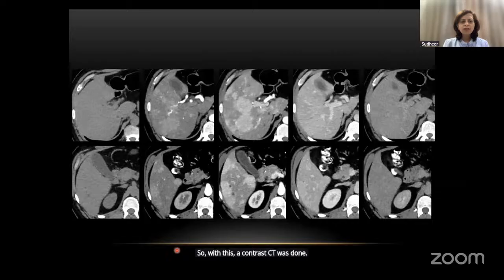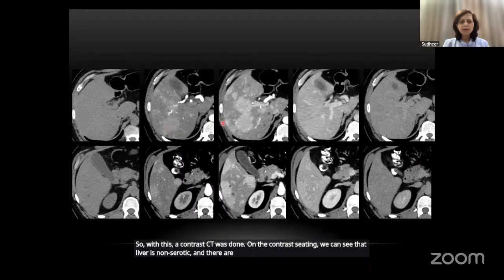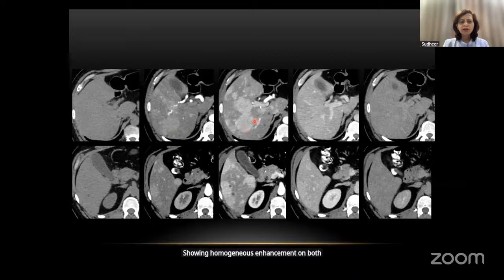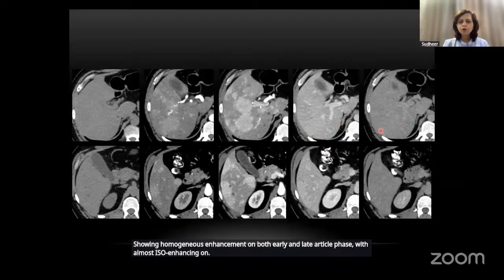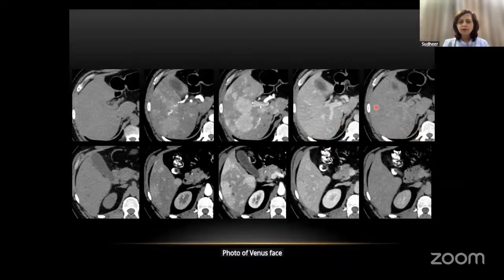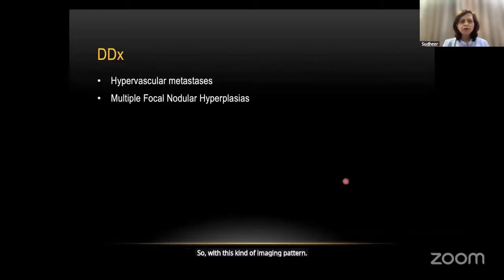On the contrast CT, we can see that the liver is non-cirrhotic, and there are numerous masses throughout the liver parenchyma, a few smaller, a few larger, showing homogeneous enhancement on both early and late arterial phase, with almost iso-enhancement on portovenous phase images and still on delayed venous phase images. With this kind of imaging pattern, a differential diagnosis of hypervascular metastasis versus multiple FNH was considered.